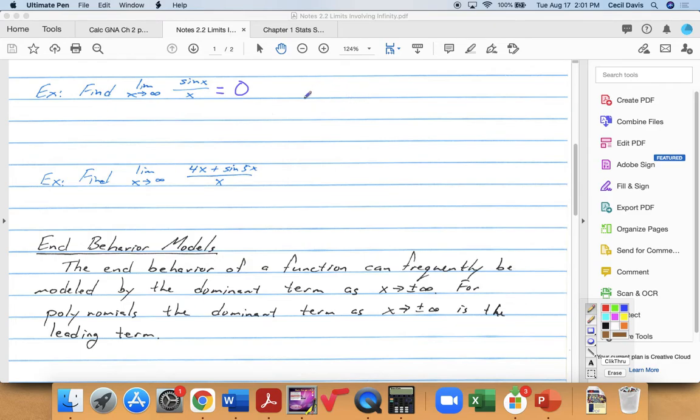Occasionally students will ask, won't this be oscillating in the numerator? Yes, it will be, but you're dividing it by higher and higher things. So what's going to happen is you're going to have what's called a damped oscillation, where it gets, what?